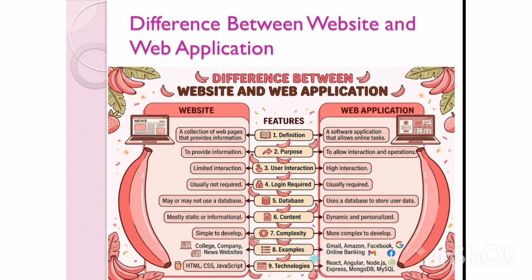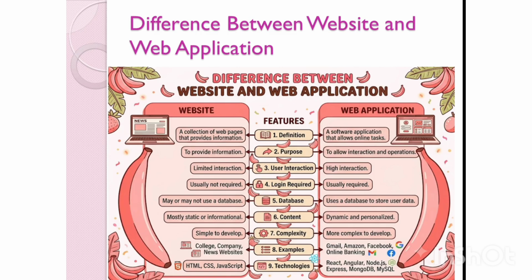Let's take a real-time example. Suppose you visit the college website to read admission details. You are only viewing information. Now imagine you're logging into the college ERP portal, registering your courses, checking attendance and downloading results. You're interacting with the system. That is a web application. So remember one simple line: website means reading information, web application means doing work online.